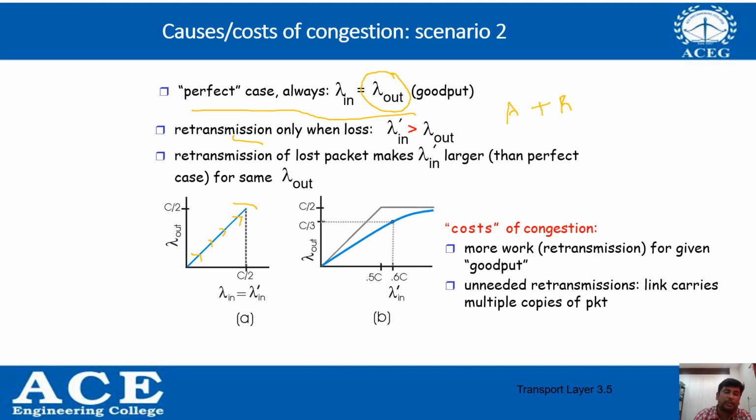And also we can observe that after C/2, the total packets transmitted are a combination of actual plus retransmitted packets. So out of the C/2 packets, only C/3 packets are actual packets and the balance are retransmitted packets. So with more and more packets, the number of packets delivered from each source is getting delayed. More work is required because of retransmission and unneeded transmissions when the link carries multiple copies of the packets. So these are the drawbacks in scenario 2, where a router has a finite capacity.